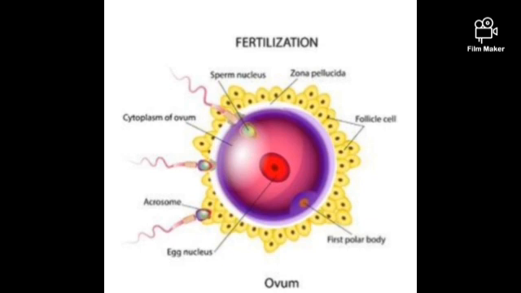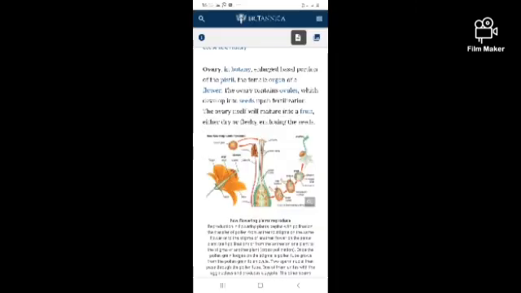Into how many parts is the study of genetics divided? We can say two. What are they? Heredity and variation. What is heredity? It is the transmission of traits from parent to offspring. What is variation? Variation is difference that exists among organisms of the same species.